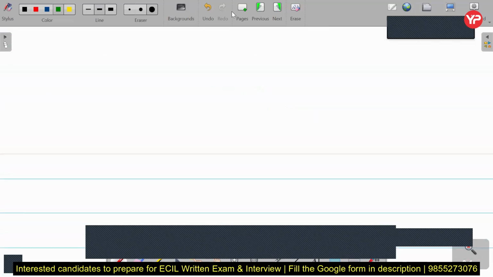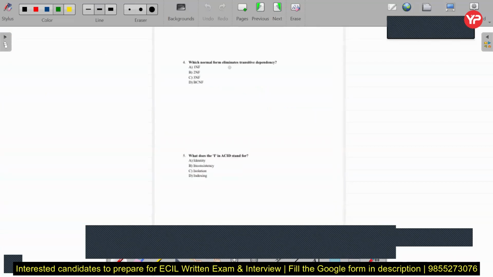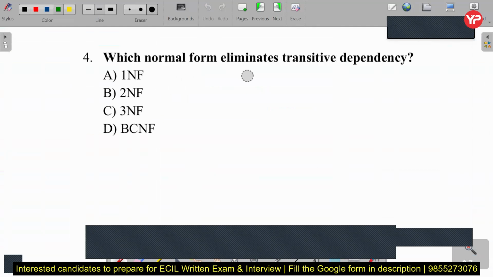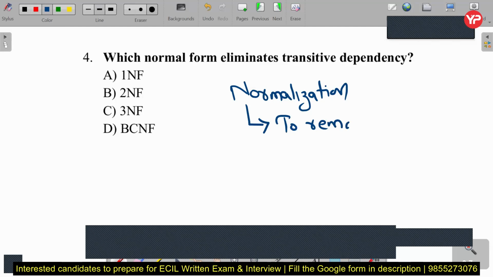Fine. Next. Which normal form eliminates transitive dependency? First of all, you need to know the purpose of normalization. Why do we create normal forms? See, my dear students, the main purpose of normalization is to remove redundancy.